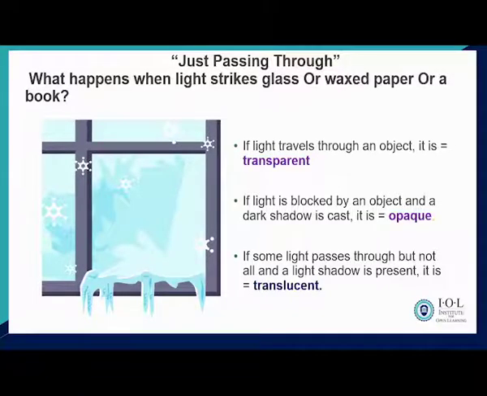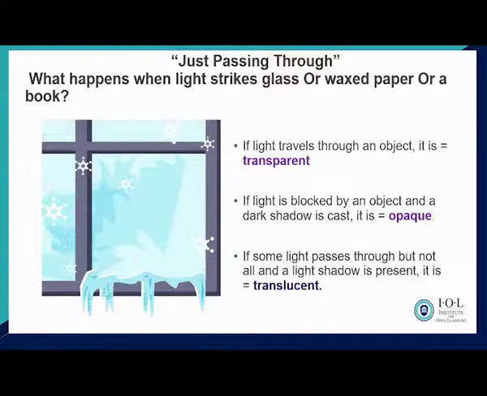Like I told you earlier, it all depends on the object. There are those that allow light to pass through. If it allows the light to travel through it, that is regarded as transparent. But if an object blocks the light and casts a dark shadow, that is regarded as opaque. But if it passes through but not fully, and maybe a light shadow is present, that is what we refer to as translucent.